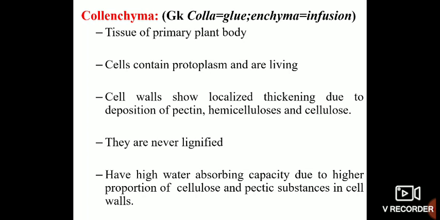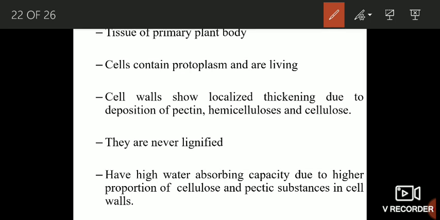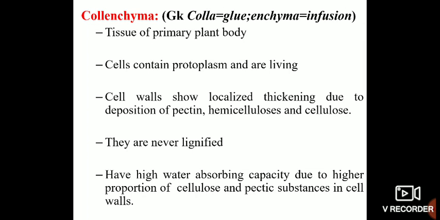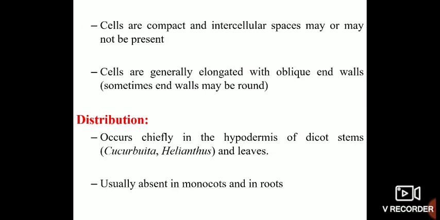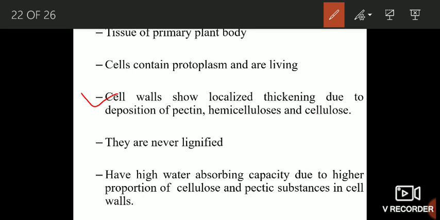This Collenchyma tissue forms the primary plant body. The cells of Collenchyma tissue contain protoplasm and are living. That means they contain a well developed, prominent nucleus, and that's why they are living. The cell walls of Collenchymatous cells show localized thickening due to deposition of pectin, hemicelluloses, and cellulose.